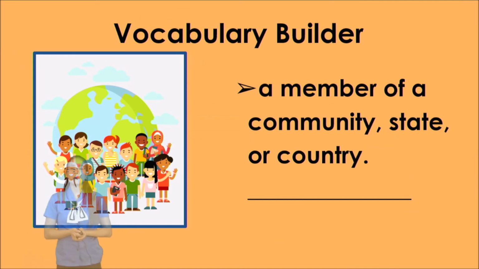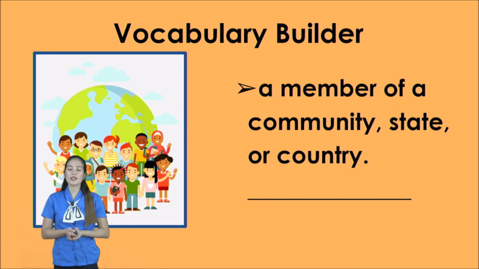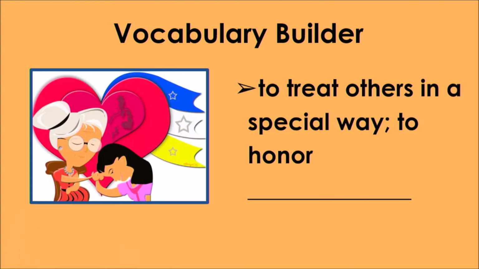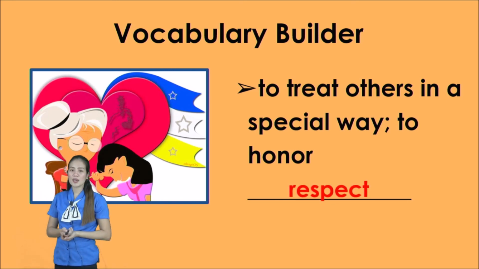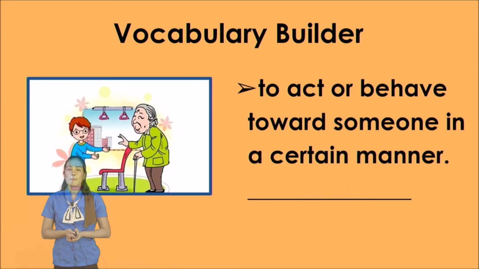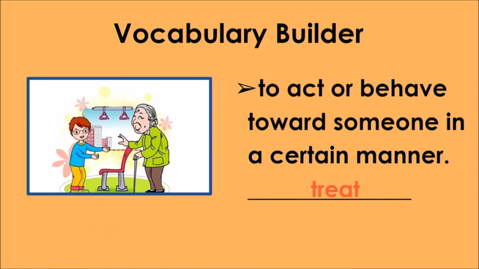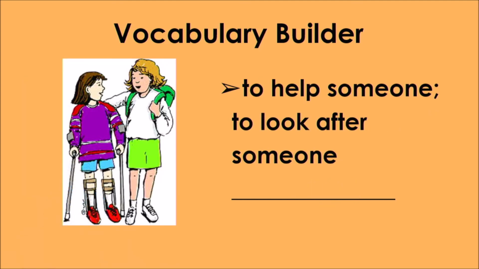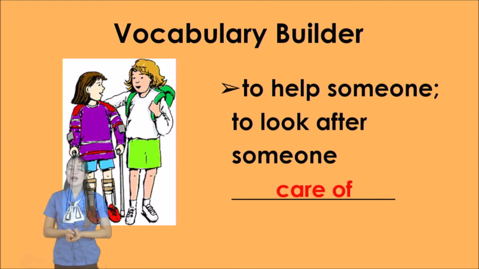For our vocabulary builder, look at the picture. A member of a community, state, or country. We call it citizen. And the next one, to treat others in a special way and to honor. The answer here is respect. And the next one, to act or behave toward someone in a certain manner. Treat. And the last one, to help someone, to look after someone. The answer here is care for.